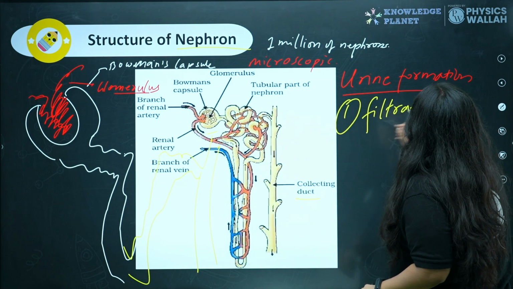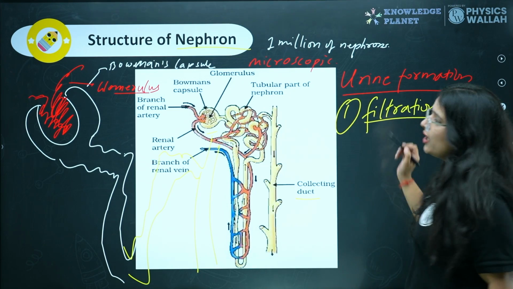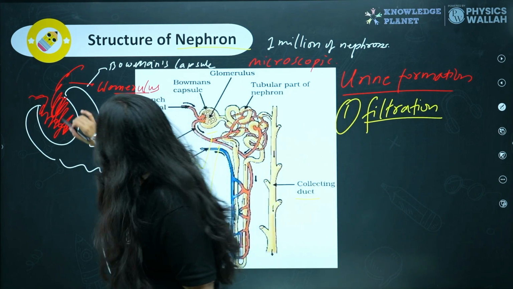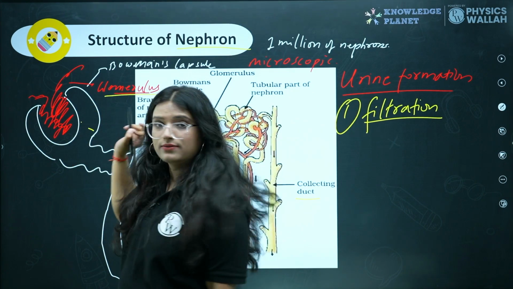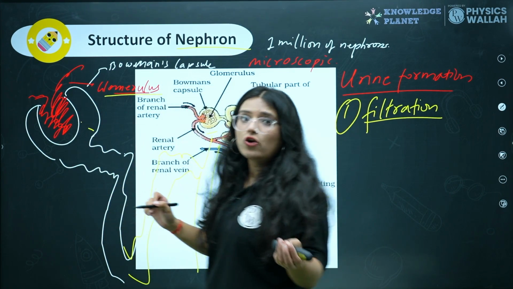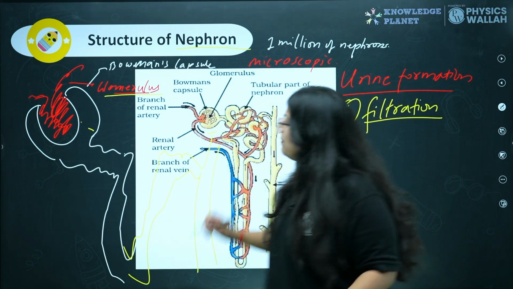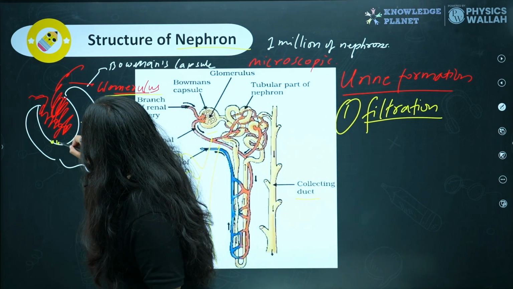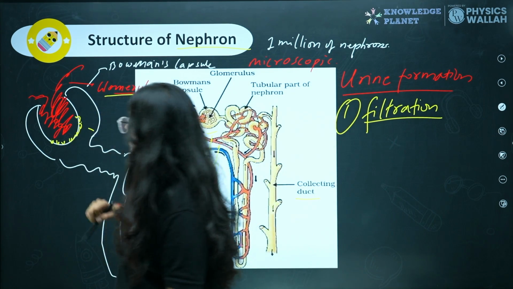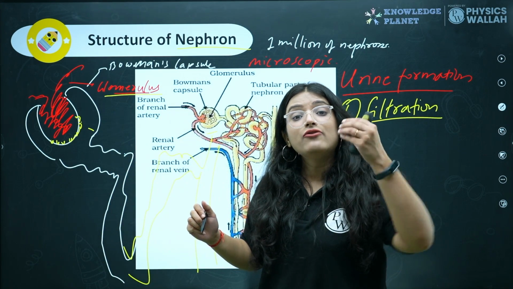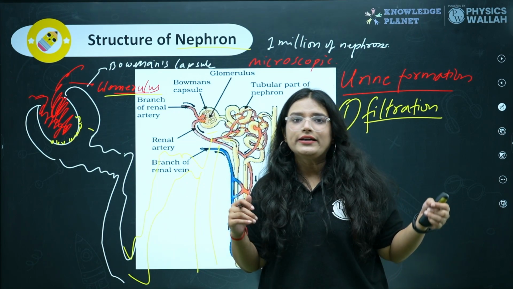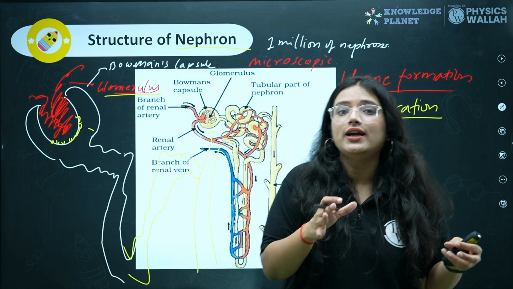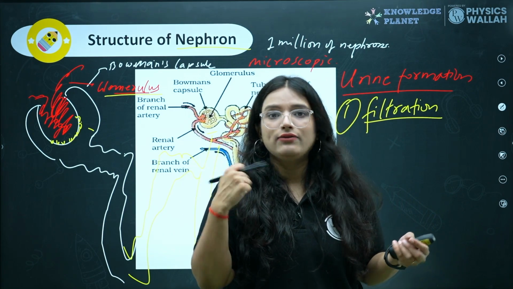First step is filtration. Okay, so you have seen here that there is an extensive network of capillaries known as glomerulus. Now they contain, of course, blood, right? So what happens here in the Bowman's capsule, they have tiny pores present that will act as a sieve. You know, whenever we are making tea, we have to separate the tea leaves from the actual tea that we have to drink, right?